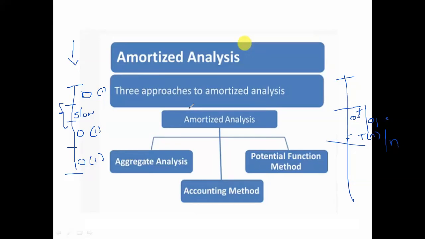Okay. For doing amortized analysis, there are three approaches. One is aggregate analysis, another is the accounting method, and the third is the potential method. By using these three approaches, we identify amortized analysis.